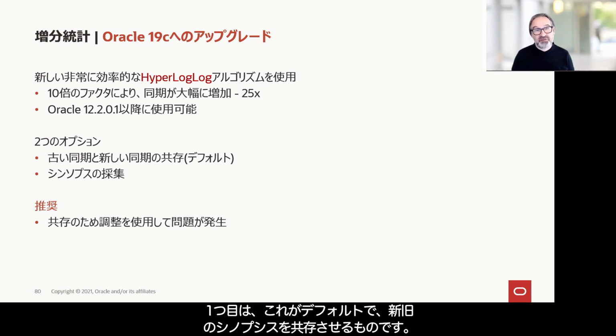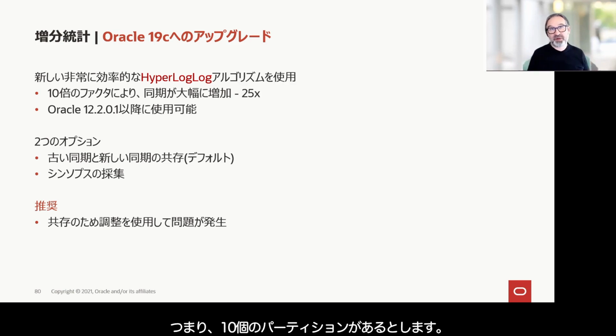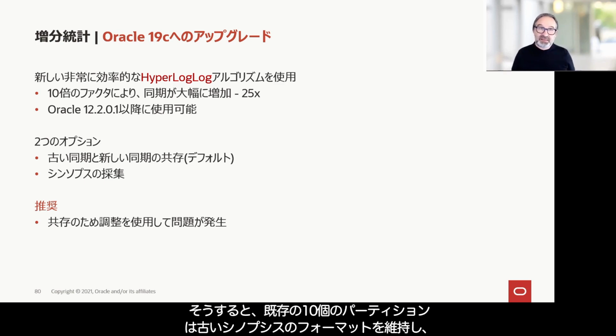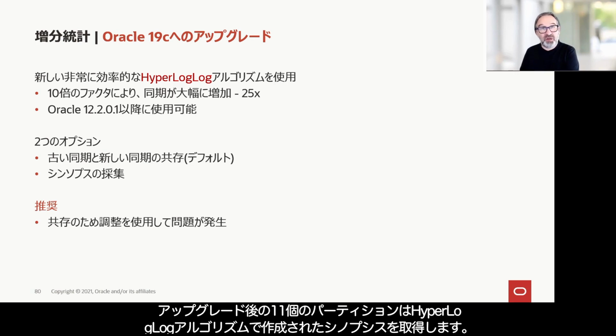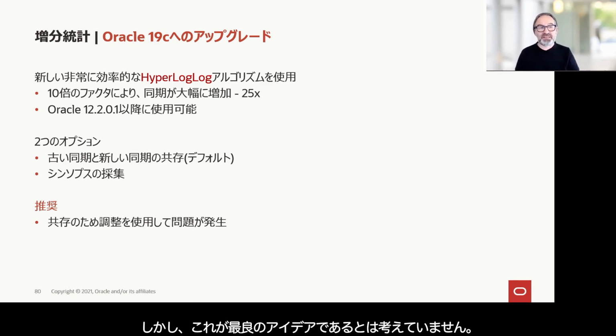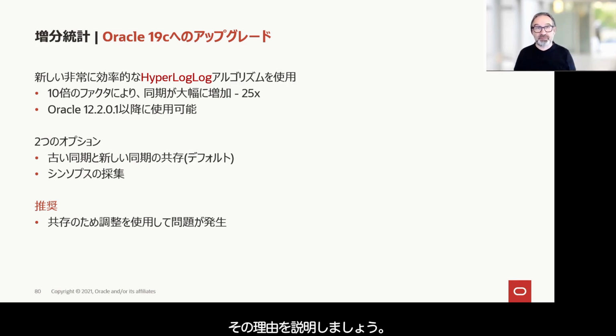behaviors. First behavior, and this is the default, is the coexistence of old and new synopsis. That means, let's say you have 10 partitions, you upgrade now, and after upgrade, you add an 11th partition, then the 10 existing ones will keep the old synopsis format, while the 11th one after upgrade gets the synopsis created with the HyperLogLog algorithm. This sounds nice at first, but we are not convinced that this is the best idea. The other option is regathering the synopsis. And this is what we think is much, much better. And I'll tell you why.